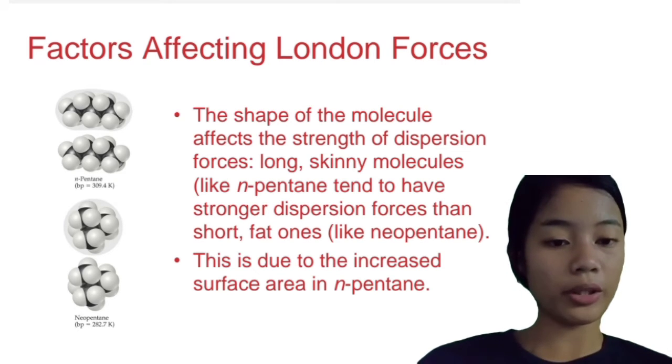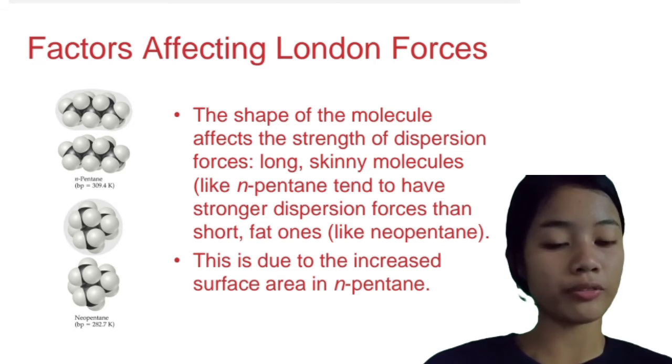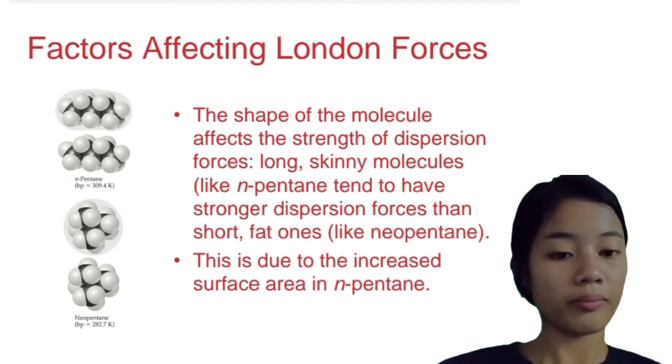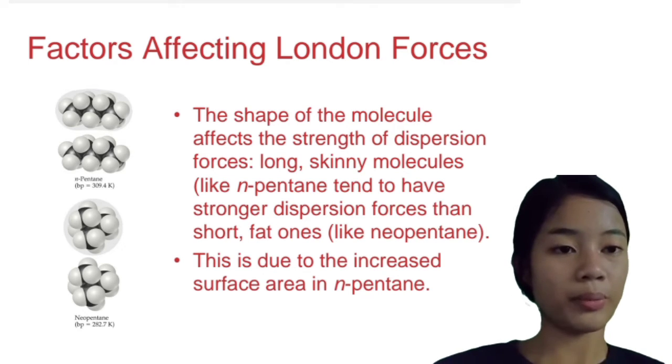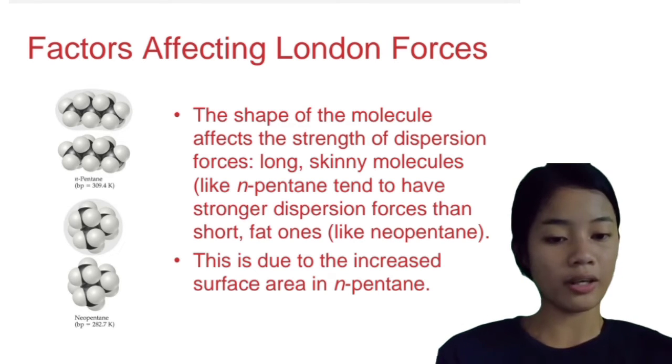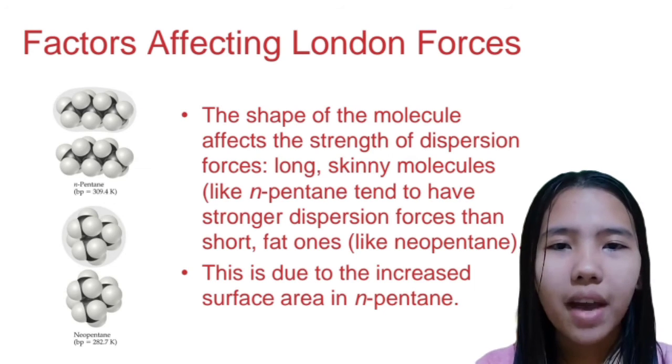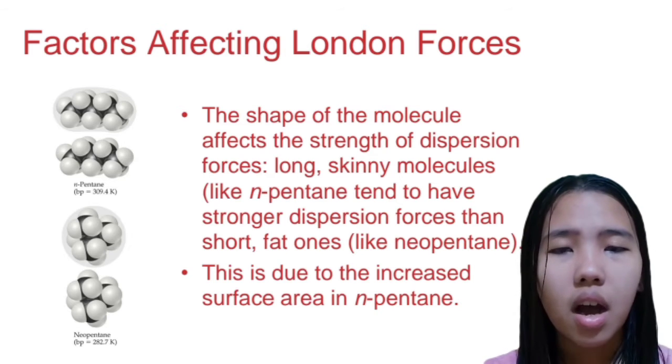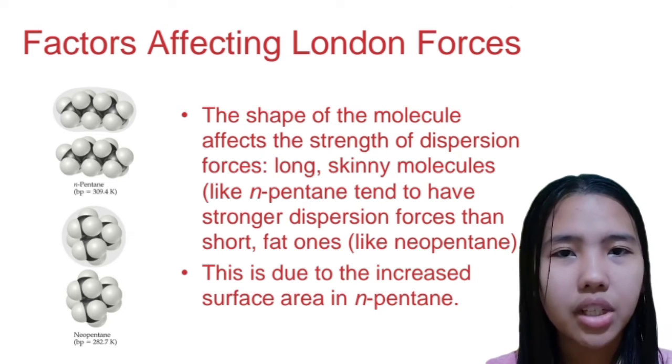The shape of the molecule affects the strength of dispersion forces. Long, skinny molecules like n-pentane tend to have stronger dispersion forces than short, fat ones like neopentane. This is due to the increased surface area in n-pentane. Factors that affect London forces are molecular size and molecular shape.